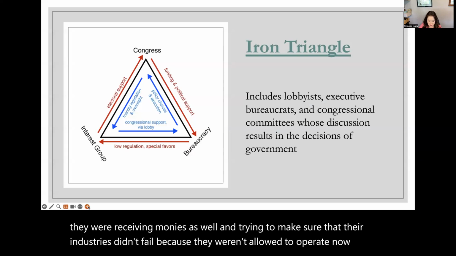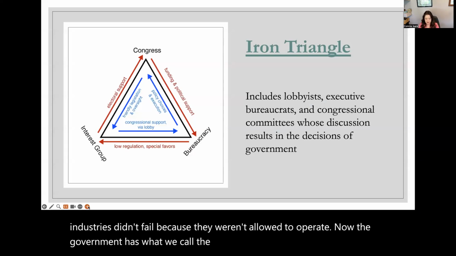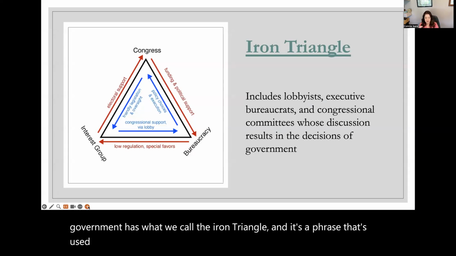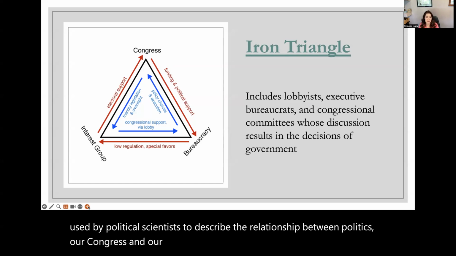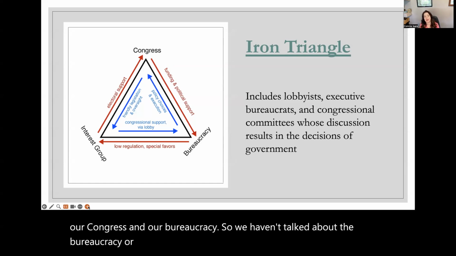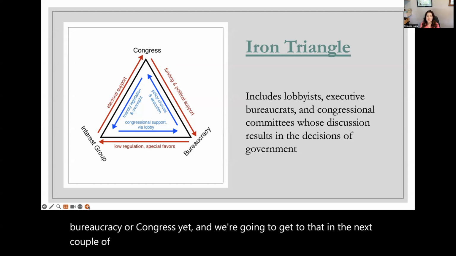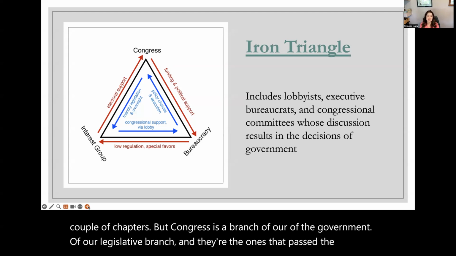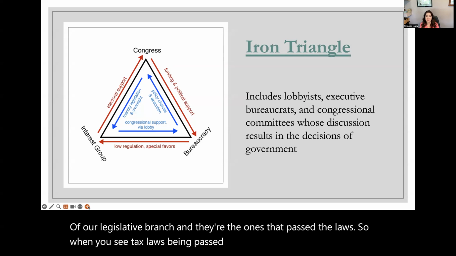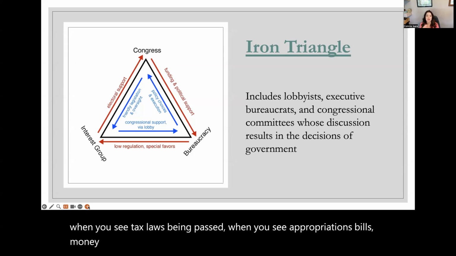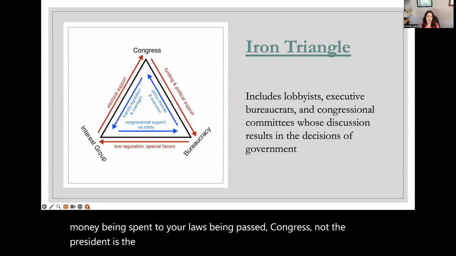Now, the government has what we call the iron triangle, and it's a phrase that's used by political scientists to describe the relationship between politics, our Congress, and our bureaucracy. So we haven't talked about the bureaucracy or Congress yet, and we're going to get to that in the next couple of chapters. But Congress is a branch of the government, our legislative branch, and they're the ones that pass the laws. So when you see tax laws being passed, when you see appropriations bills, money being spent, laws being passed, Congress, not the president, is the one actually passing those laws.